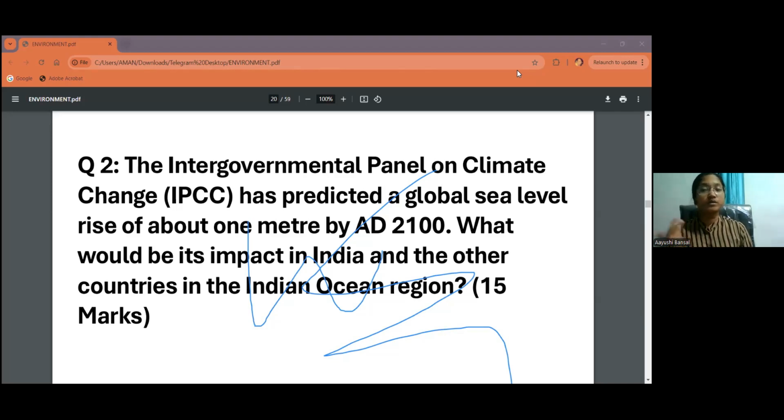Another impact on humans is about the disasters. If sea level is rising, it is rising due to increased heat in the ocean. So this can possibly lead to more cyclones. This can possibly lead to more floods. It can lead to coastal inundation, right?